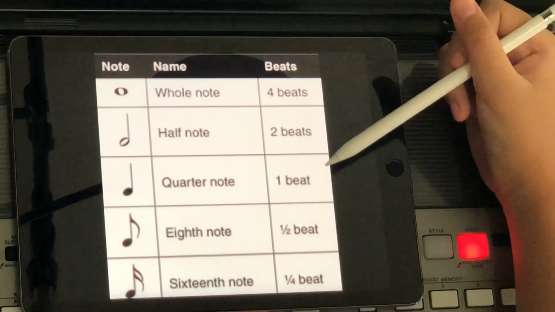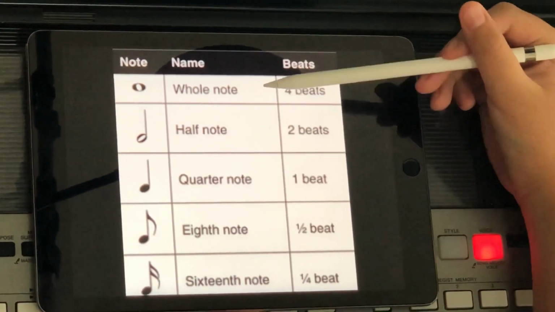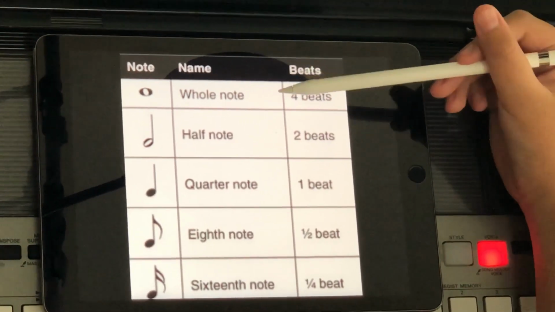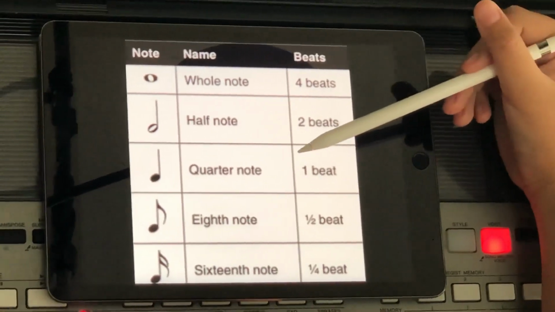From here onwards, I will refer to these notes as a whole note, half note, or quarter note. So it is important that you memorize that a whole note is 4 beats, a half note is 2 beats, and a quarter note is 1 beat.